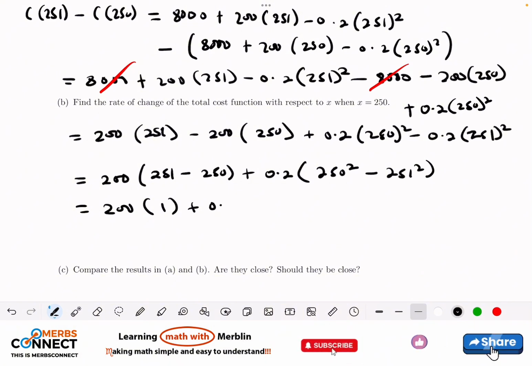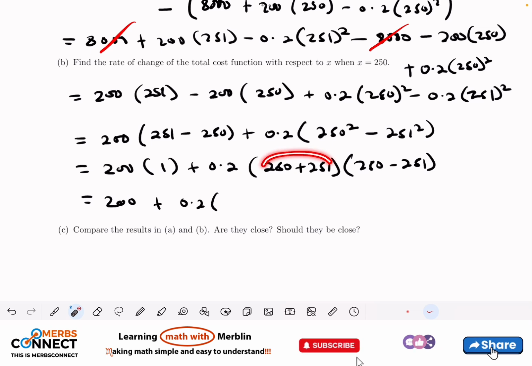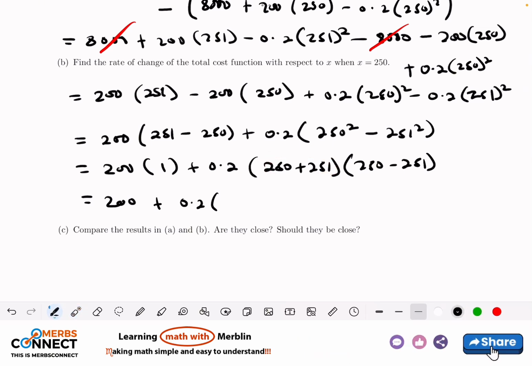Then plus 0.2. Now this one here is a difference of two squares, so I can write it as 250 plus 251 times 250 minus 251. So this is going to be 200 plus 0.2. Now when I add this, I'm going to have something like 501, and when I subtract this, I'm going to have minus 1.